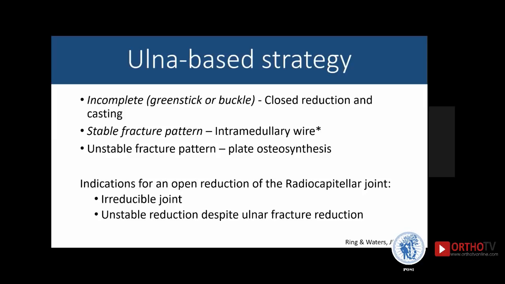Now, in our institution, we don't have the resources to take every single Monteggia fracture dislocation to the operating room. So we tend to actually perform closed reductions on the majority of them, cast them, and only if they fail do we then take them to the operating room. Indications for an open reduction would be an irreducible joint or an unstable reduction despite the ulnar fracture fixation. The reason for that is because there's significant morbidity associated with opening the radiocapitellar joint, not only stiffness, but avascular necrosis of the radial head.